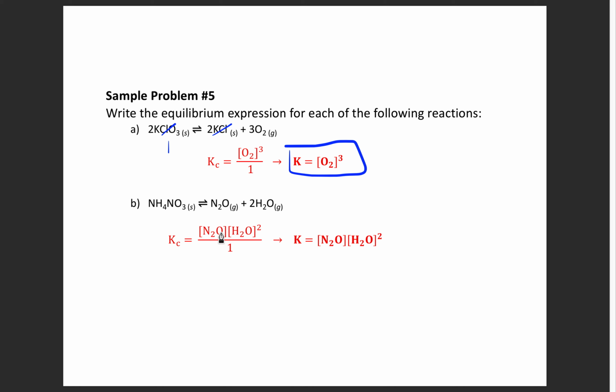Then for part B, it's the same thing. We're going to ignore this or think of it as 1, and then we're going to have the products. So here are the products. The 2 here becomes the 2 here. And then this, we can think of it as 1, so we put it over 1. Overall, your end result is this right here. All right, so that's basically it. That's how we set everything up.